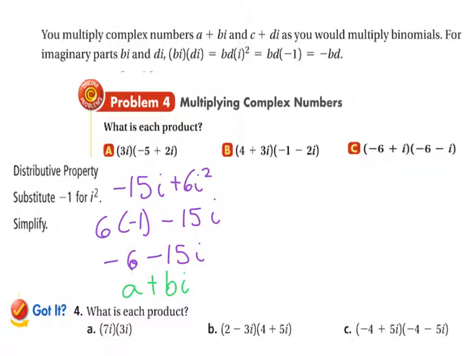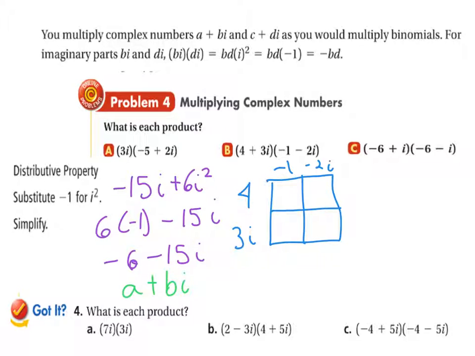Looking at B, now it's a binomial times a binomial, so I would highly recommend using a 2x2 box for this. You could FOIL it, but again, this is where it's tricky enough that FOIL maybe doesn't give you all the support that you need in order to be successful here. So the box, though, can lay things out so you can keep track of everything a little bit better.